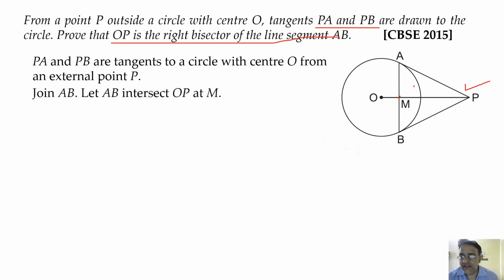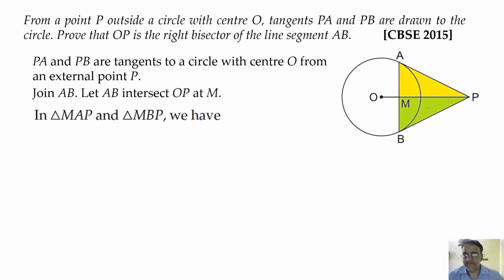Now in these two triangles, we are going to prove these two triangles congruent. These two triangles, the yellow and green one. So let us start with the first one. PA is equal to PB. Why? Tangents drawn from an external point. Yes, very good. Tangents drawn from an external point to a circle are equal. Length of the tangents, right?